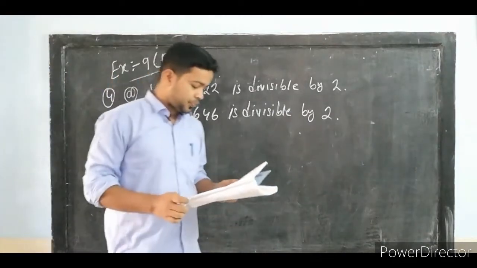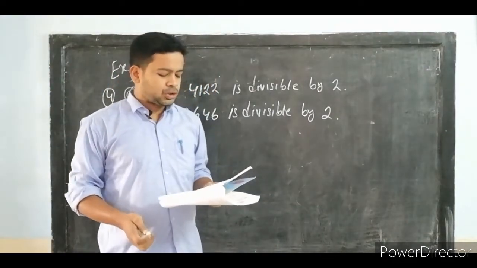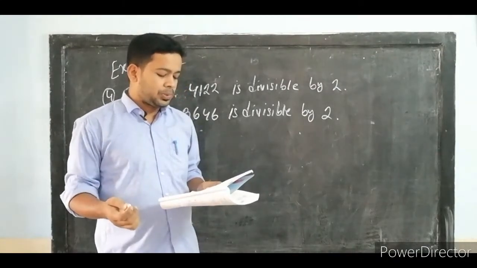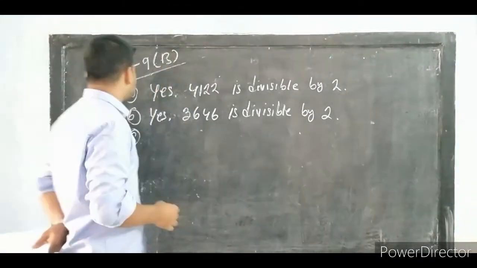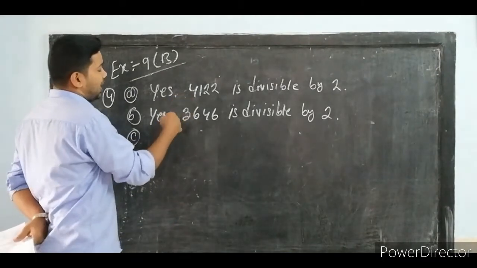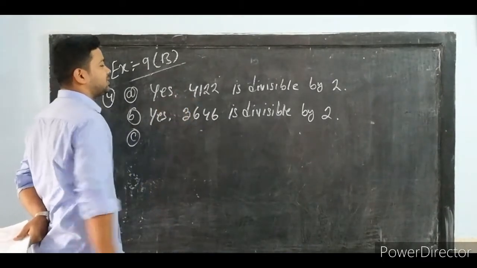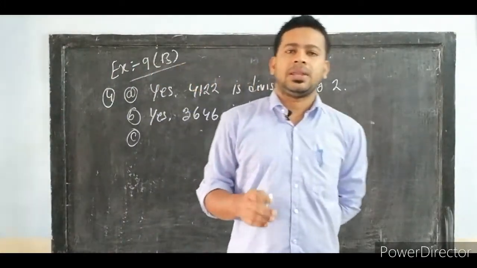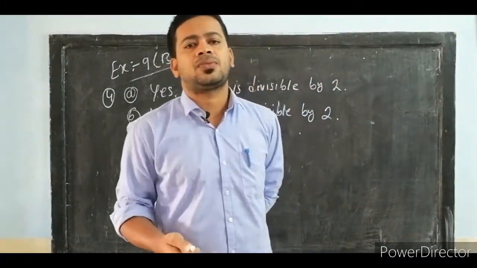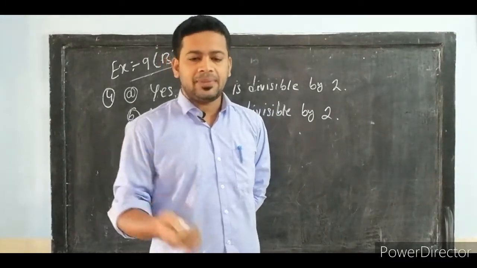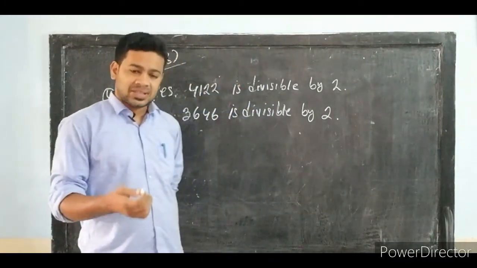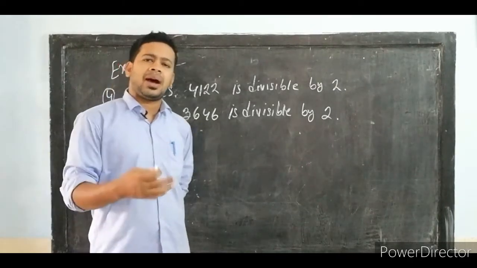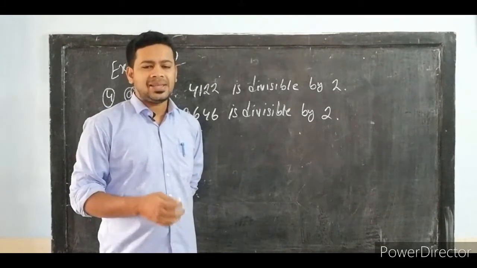Now number C. The question is, will their difference also be divisible by 2? And question D is, will their sum also be divisible by 2? Their difference means these two numbers' difference, and sum means these two numbers' sum. You should know that the sum of two even numbers is always an even number, and the difference of two even numbers is also always an even number. So both the sum and the difference will be divisible by 2.